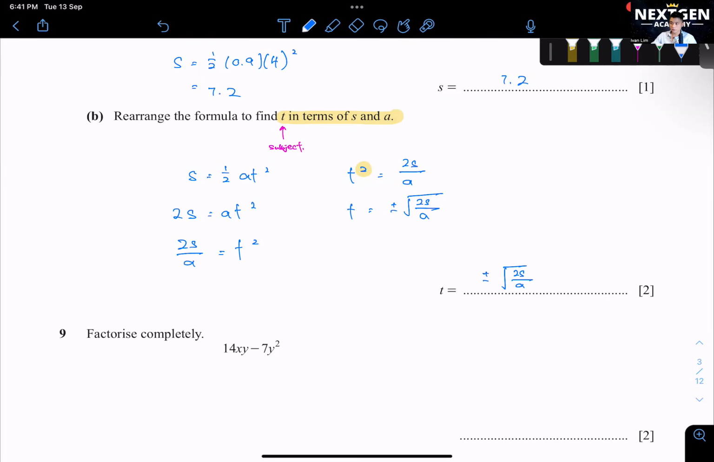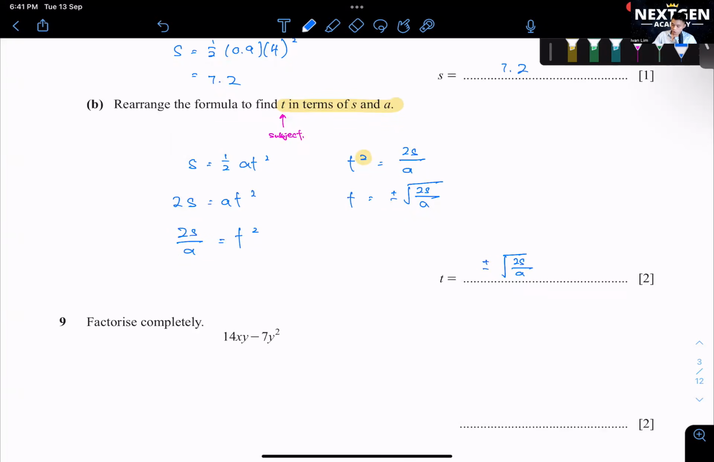Question 9. Factorize completely. 14xy minus 7y squared. What we have to do is find the common factors, the highest common factor. So what you need to do is look at it one term at a time. Don't look at it all together. Look at 14 and 7. And x, here no x. Then y and y. Many students look at the whole thing and panic a bit. Just one at a time.